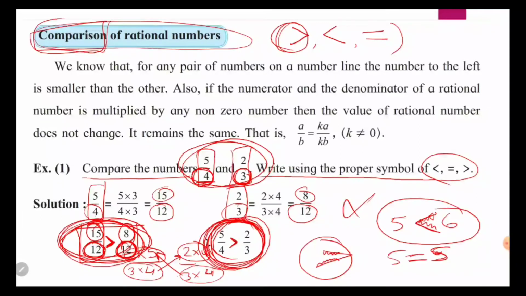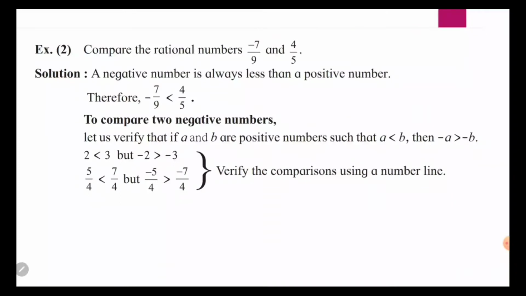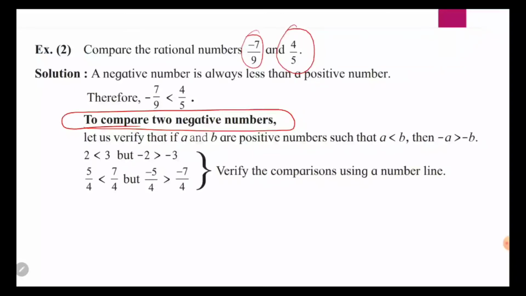Okay, now this was the first example. Let's see the second example, how to compare one negative and one positive number. First we will see it. Okay, so it is very easy to compare one negative and one positive number. It is very easy. Why am I saying that it is very easy?